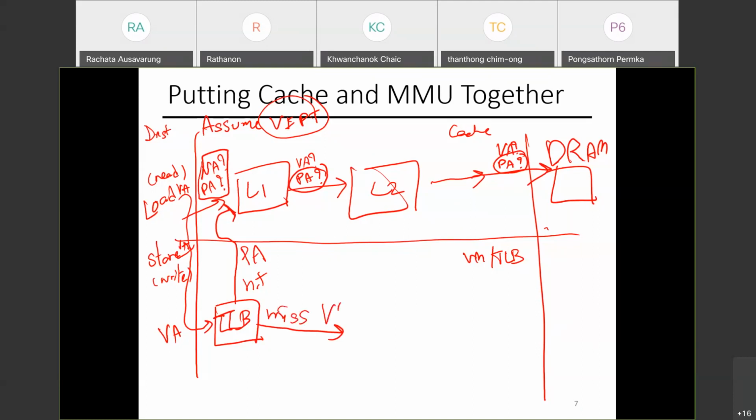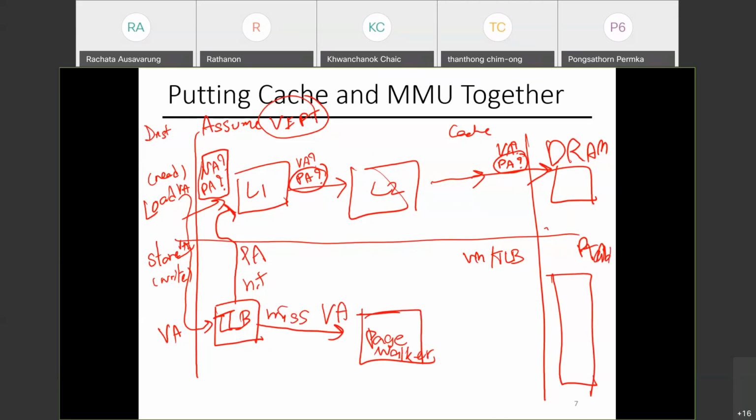So the virtual address comes in here to what we call the page walker. The page walker performs a page walk. What does a page walk do? So over here in DRAM, you have the page table, right?